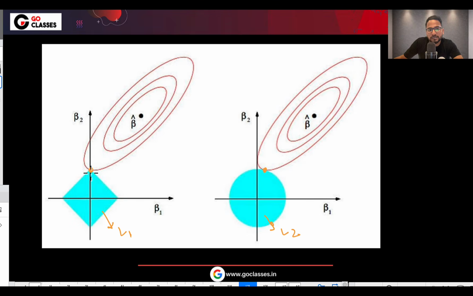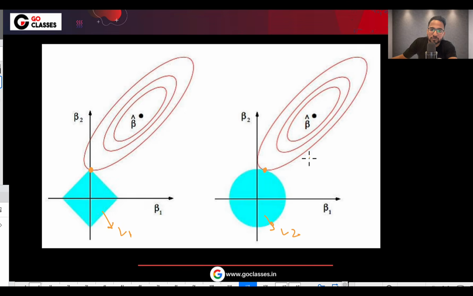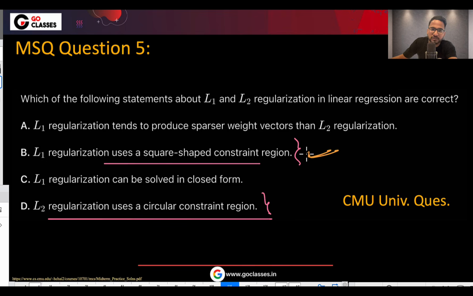Basically this L1, since it is diamond shape, is at the same time also encouraging some of the weights to be 0. For example, here beta 1 is 0 and beta 2 is not 0. So it encourages, and there are multiple reasons by which L1 actually encourages some of the weights to be 0 basically. L1 uses the diamond or square shape, sorry, this is correct, and L2 uses the circular, this is also correct, right?